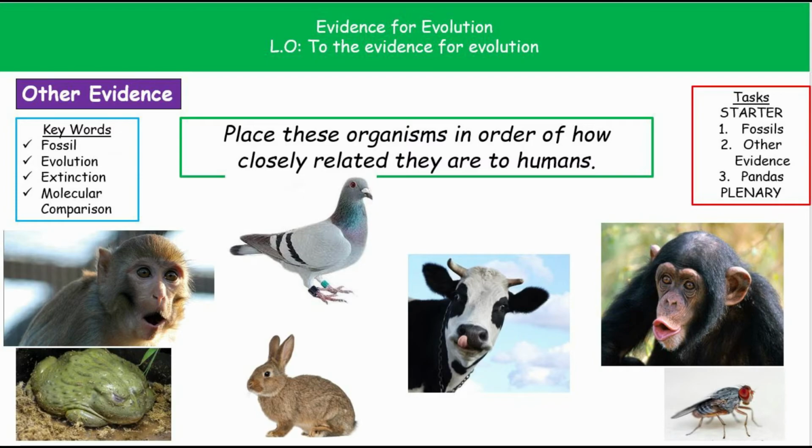Next up is the rhesus monkey on the left. That one has a single different amino acid. The rabbit has 9 amino acids different. The cow is 10. The pigeon, only 12. The bullfrog is 20. And the fruit fly is 24. So hopefully you're not too shocked to find that you are least closely related to a fruit fly.